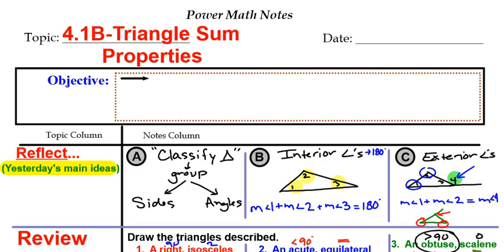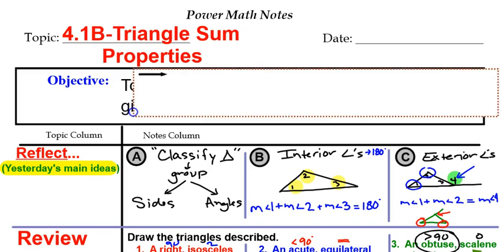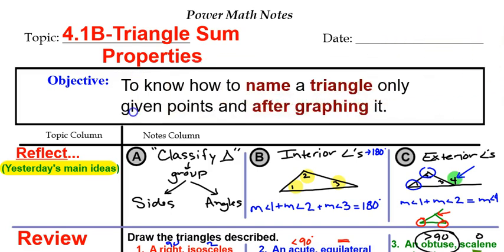All right, gang, we are going to talk about our 4.1b notes, triangle sum properties. We're going to get into the practice problems on page 2. I want to remind you about what our goal is for this lesson. And our goal is to know how to name a triangle, only given points, and after graphing it.